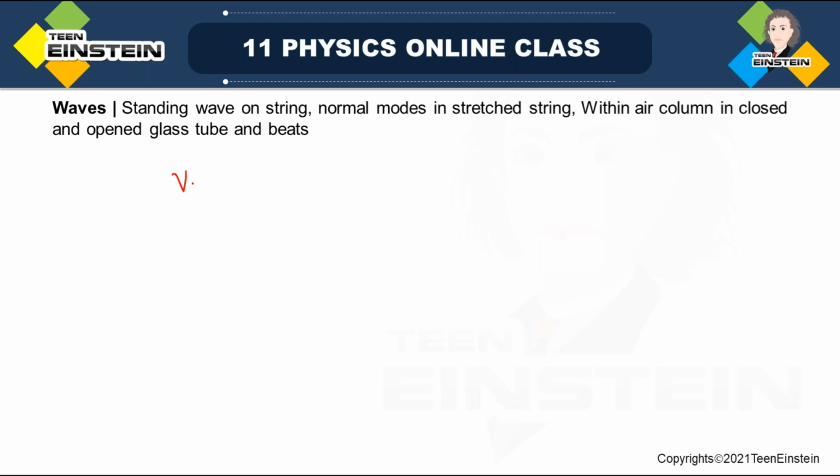So we have seen nu 1 is 1 by 2L root over T by m. Then nu 2 is equal to 2 into nu 1. Then nu 3 will be 3 into nu 1. Like that, we are getting integral multiples of nu 1. These are actually called harmonics. Various frequencies are called harmonics.